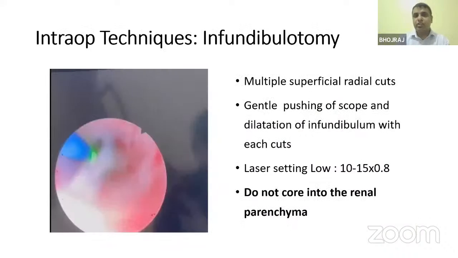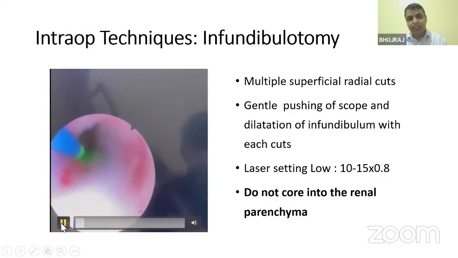So infundibulotomy, how to do it? The basic idea is not to damage any major vessels and not to core inside the renal parenchyma. Multiple superficial radial cuts we have to give. Gentle pushing of the scope and dilatation of the infundibulum with these cuts you have to do. By that, it will open up. The laser setting will be low power, around 10 by 0.8 or something like that. The laser fiber commonly used is 200 micron or 365, a small one.